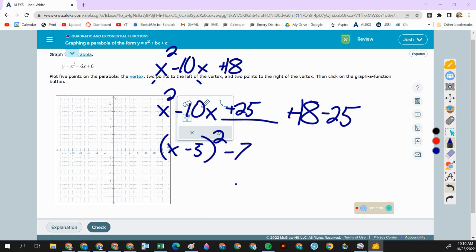Where does this quadratic land? Good. Right 5, down 7. And it's a regular parabola, over 1, up 1, over 1, up 1. Over 2, up 4, over 2, up 4.